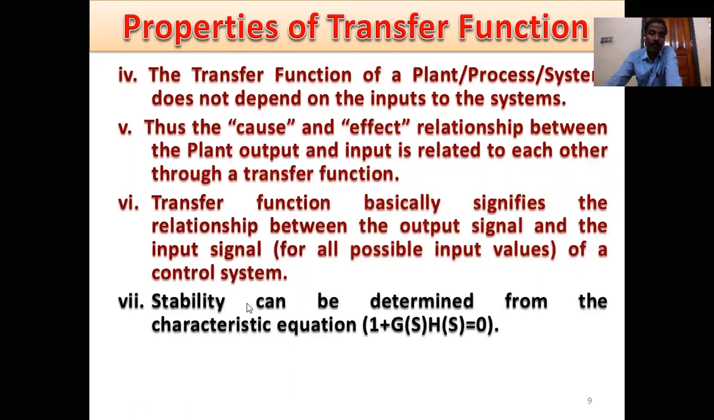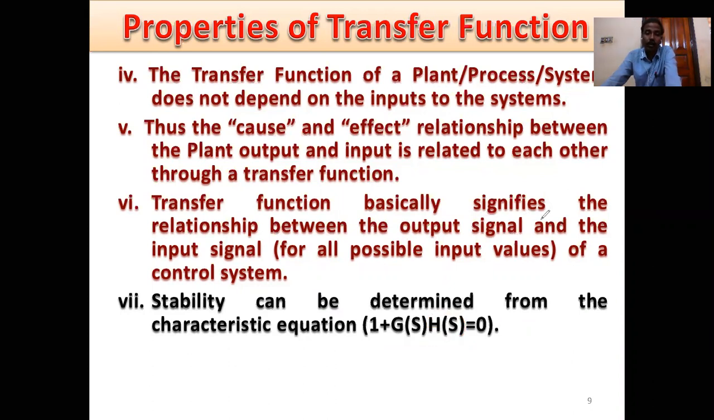Another property: stability can be determined from the characteristic equation. This is the characteristic equation 1 plus G(s)H(s), where G(s) equals the system gain and H(s) equals the feedback element. The characteristic equation gives the stability of the system, for example by using the pole-zero concept. If all the poles and zeros are on the left hand side of the s-plane, then the system will be stable.